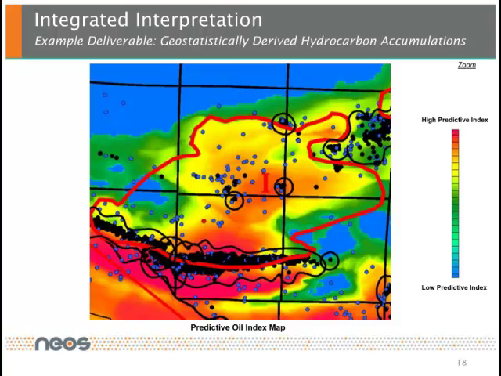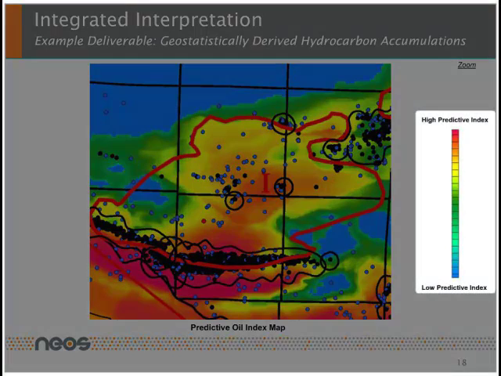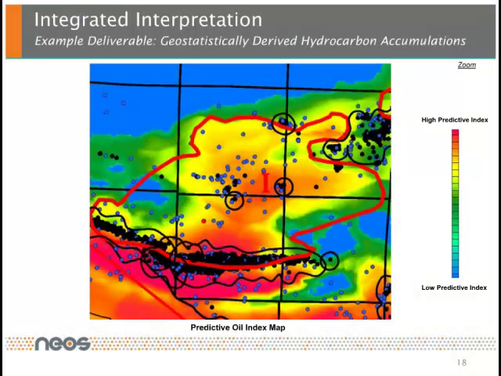The 2 final products in the fusion process were the 2 hydrocarbon predictive index maps, one for oil and one for gas. Each mathematically fused all of the appropriate data and interpretations to produce a regional analysis of hydrocarbon potential in the basin, high potential being the hot colors and low potential being the cool colors in this slide.